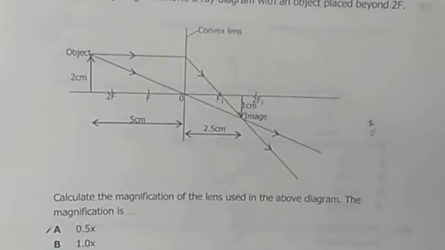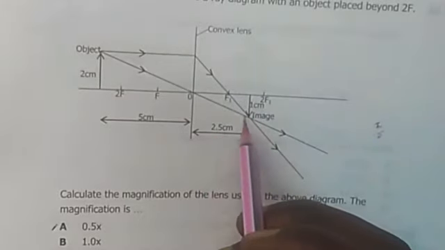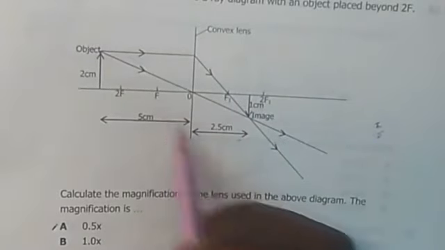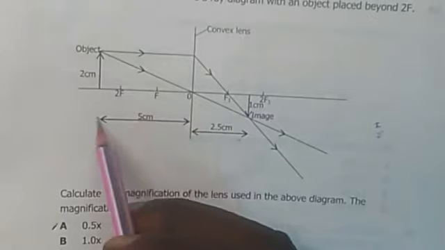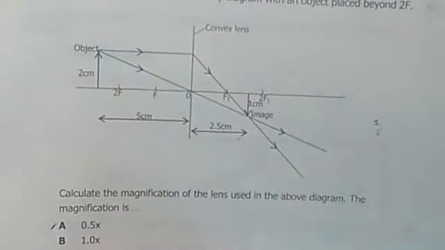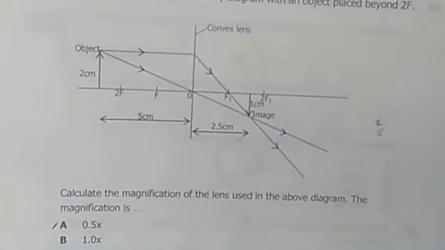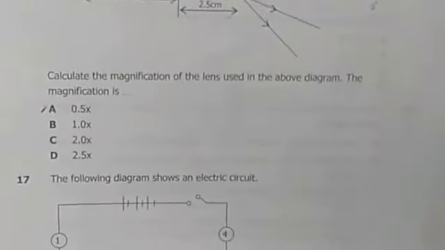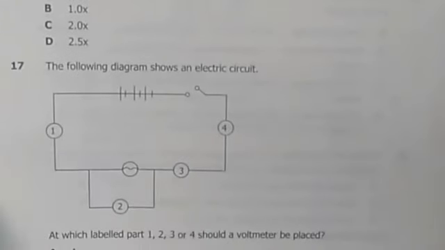You can look at the distance here and here, so that means the image has come closer, half of it closer. This is 2.5 and the original one is 5 centimeters. So the magnification is 0.5. All right, now we can go to question number 17.